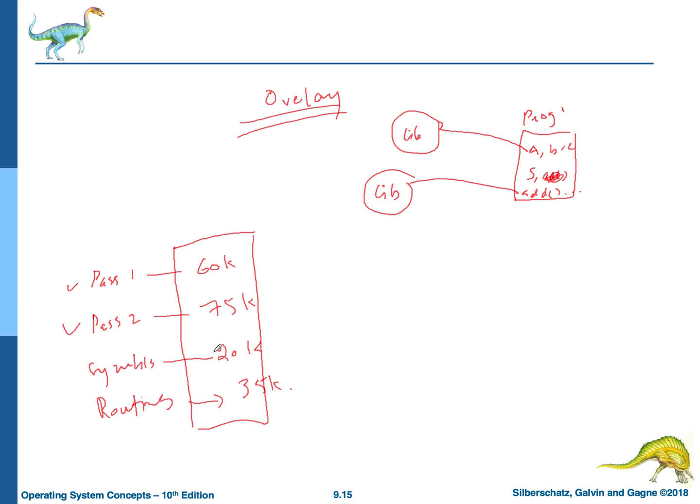Now if we sum up this memory, 35 is 55, and 10 is 90, 190, whatever, let's say 190k. This total, we need 190k of memory to execute this program for 2 passes. So how does the overlay help?